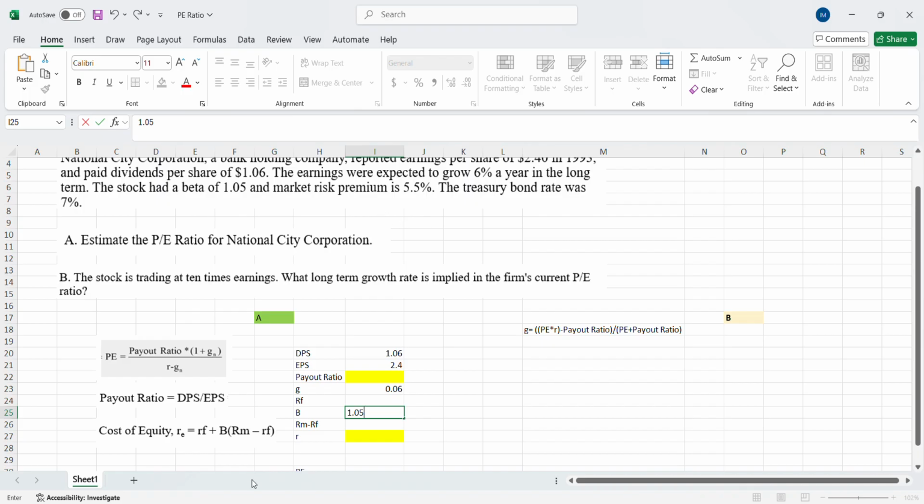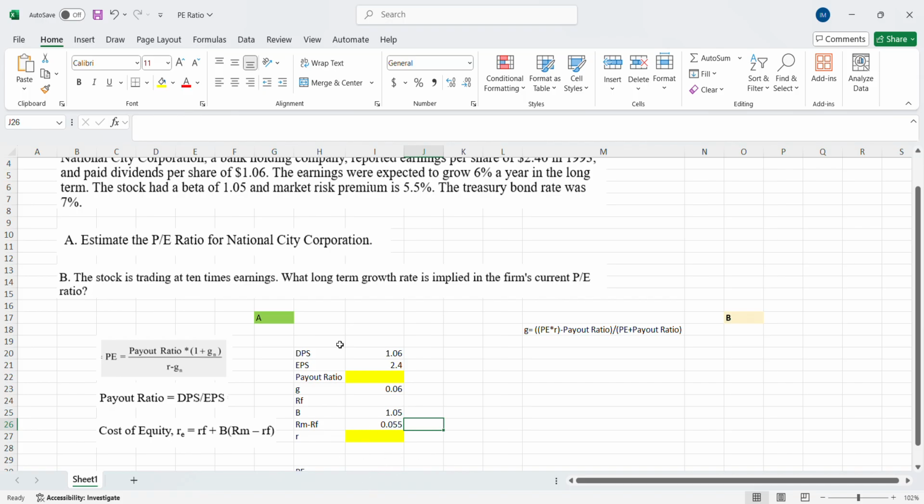We know the market risk premium is the difference between the market return and the risk-free return, right? So RM minus RF is our 5.5%. So we put value 0.055. Instead of putting percentage value, I'm just putting fraction value. You can also use the percentage, whatever you want. But the fraction, the decimal, is good to work in the Excel sheet.